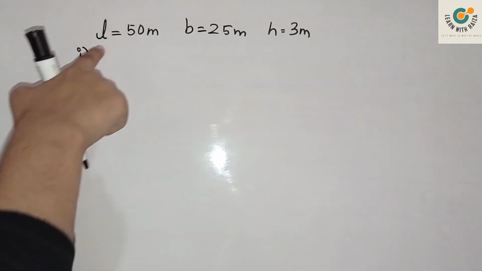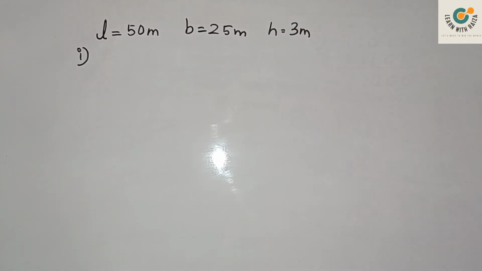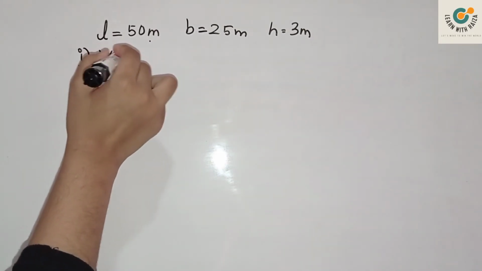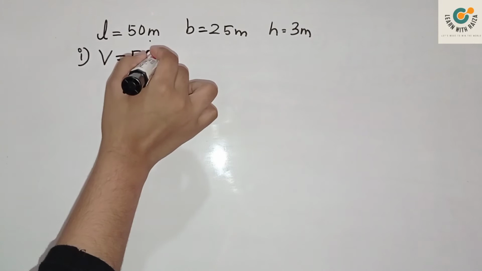First, let's write down the data here. Length given, breadth given, height given. Now they are asking us to find the capacity of the swimming pool. Capacity of the swimming pool means you have to remember, you have to give your answer in liters, milliliters, not in cubic centimeters or cubic meters. But we are given only meters units. So we'll find the volume first, before we find the capacity.